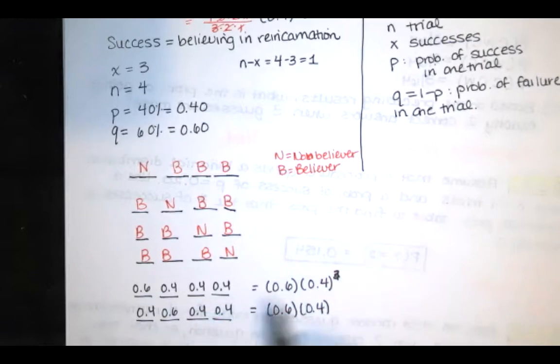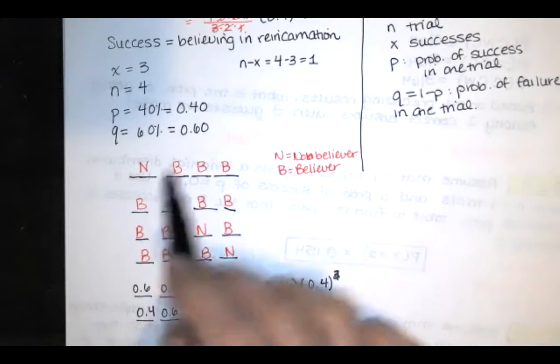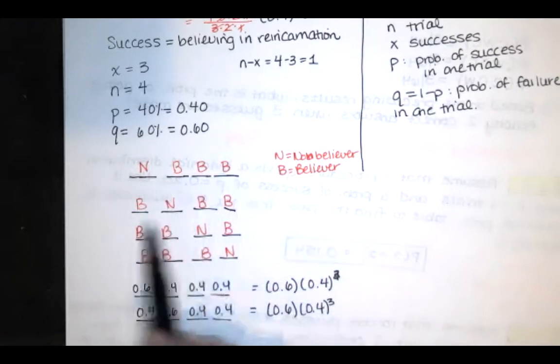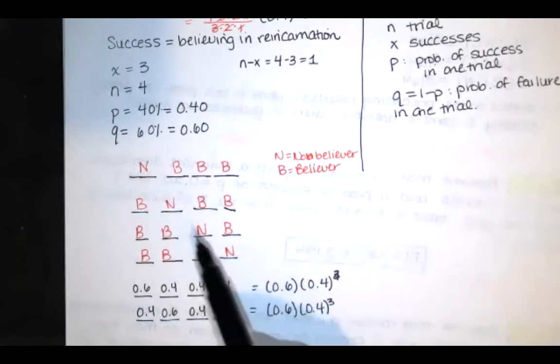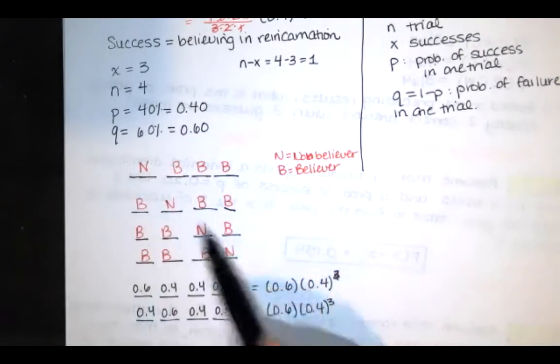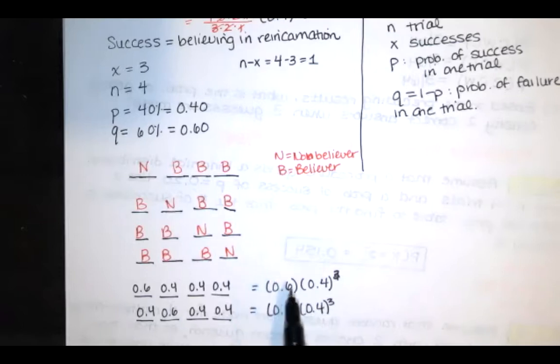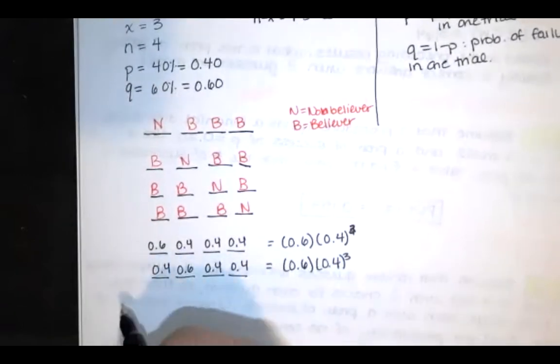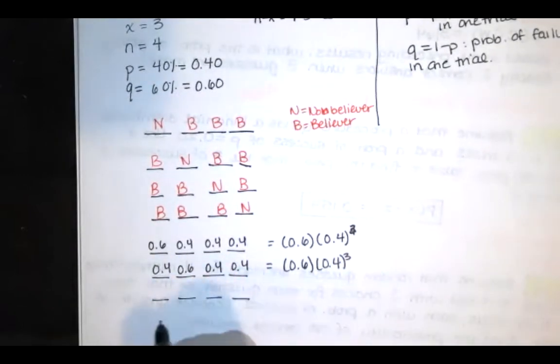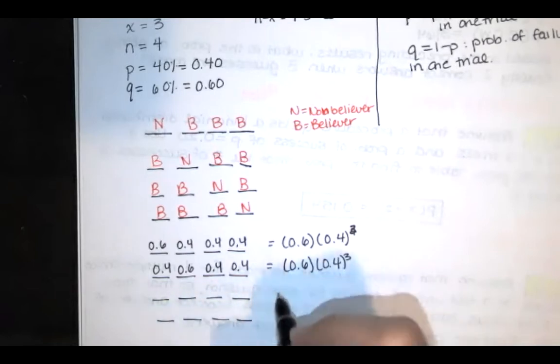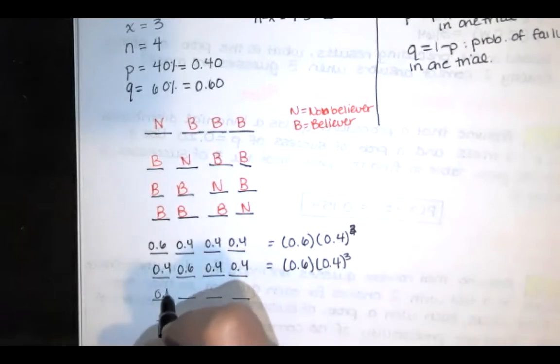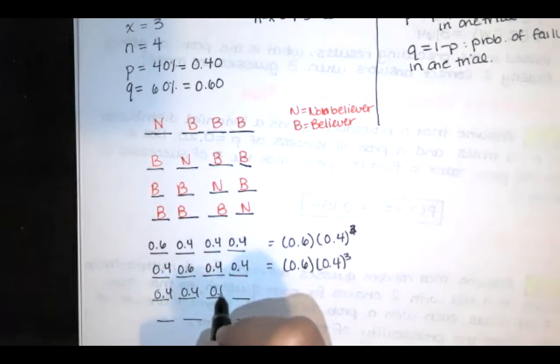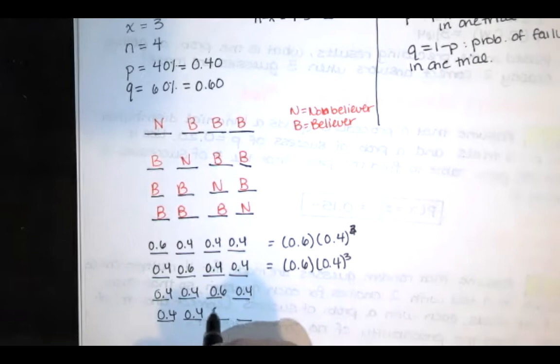So that gives me 0.4 cubed times 0.6 again. So the probabilities are all exactly the same for each of these, but I end up having 4 of them. So the probability of having exactly 3 believers and 1 non-believer is this probability, plus this probability, plus this probability, plus this probability.